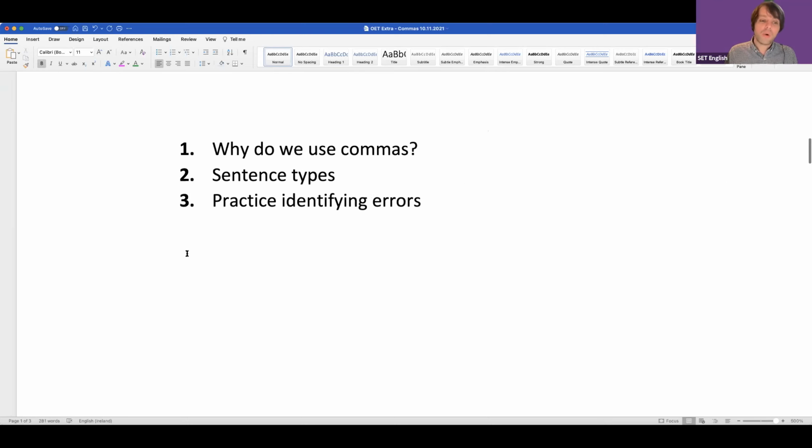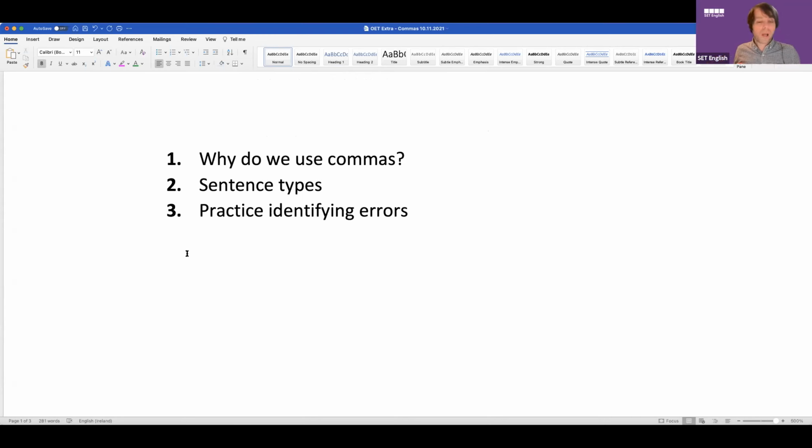Now today, what are we doing? We're going to talk about why we use commas. Then I'm going to talk to you about sentence types today. That's where your contrast sentences will become very useful. And last thing we'll do is practice identifying errors. The errors will be your errors from last week. So hopefully by the end of this class, I'm putting a lot of pressure on myself here, you can identify the errors and you can tell me why that's an error, okay?